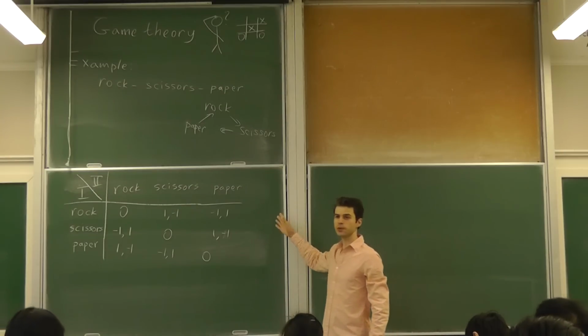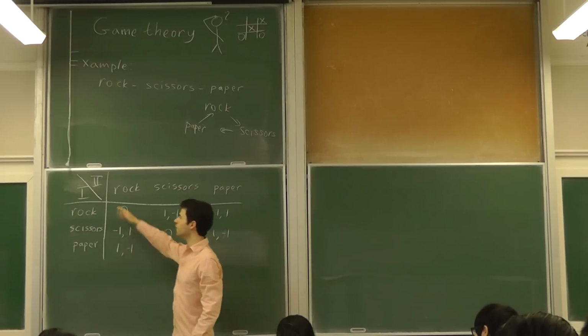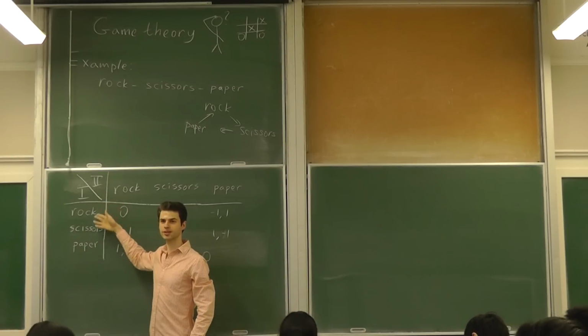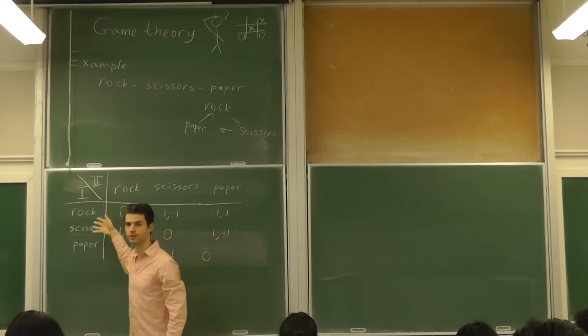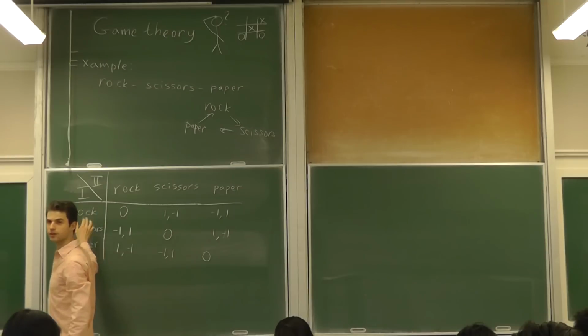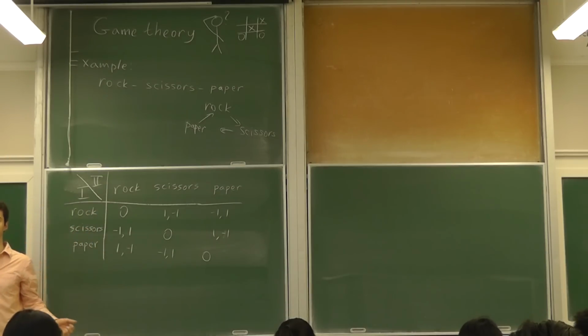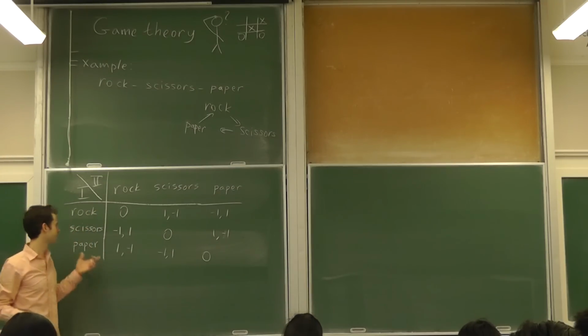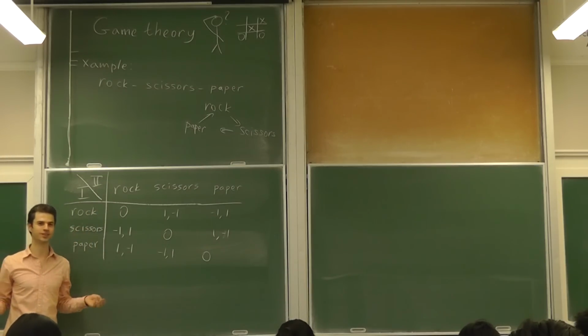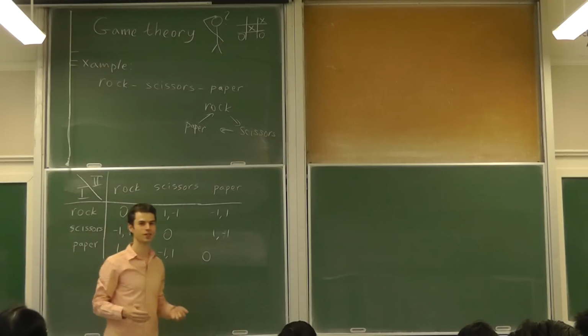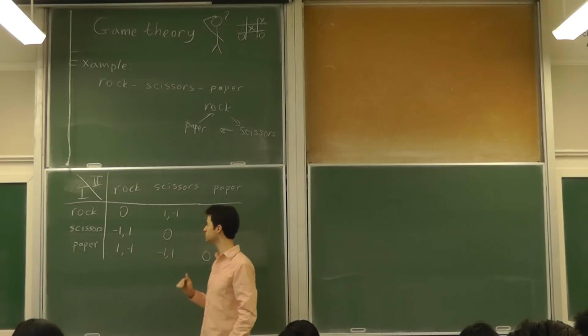So this table summarizes for us, first of all, the possible choices that each one of the players can make. Each one can make one of the 3 choices, and that's it. You can't decide not to play, you can't decide to choose both rock and scissors. These are the only possible strategies.